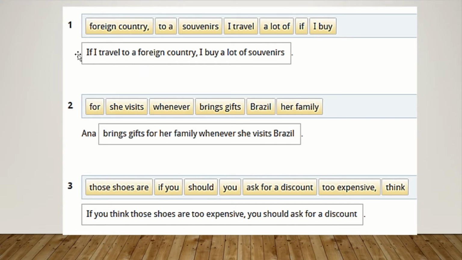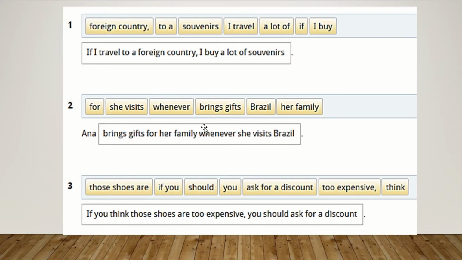So remember in this one, for example, if I travel to a foreign country, I buy a lot of souvenirs. That was the only possibility because when you travel is when you buy souvenirs. So this is the result. Remember that the comma is a very good clue in this type of exercises because they will include the comma, right? In this one, you needed to start with the result. So you have for, she visits, whenever, brings gifts. Obviously you bring gifts as a result of a visit, right? So Anna brings gifts for her family whenever she visits Brazil.